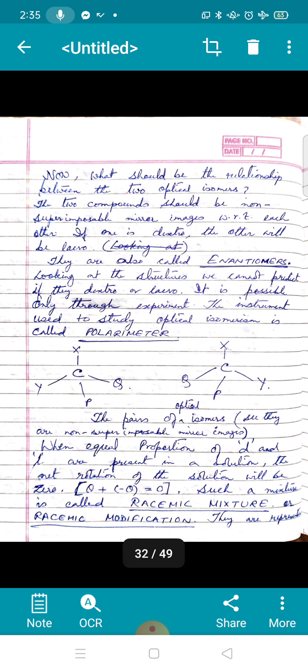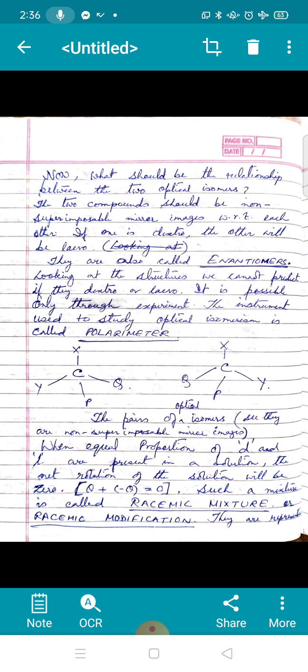Now, what should be the relationship between the two optical isomers? Structurally, what kind of relationship should they possess? As you know, they have the same molecular formula and the same structural formula. Then what is the difference between them?